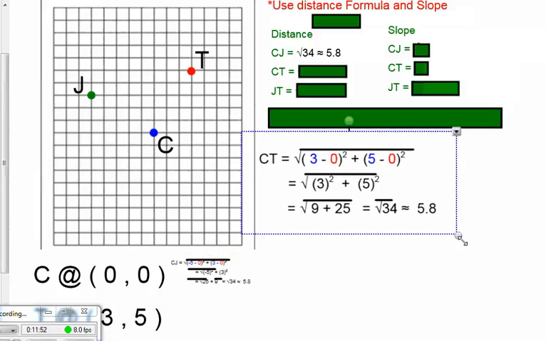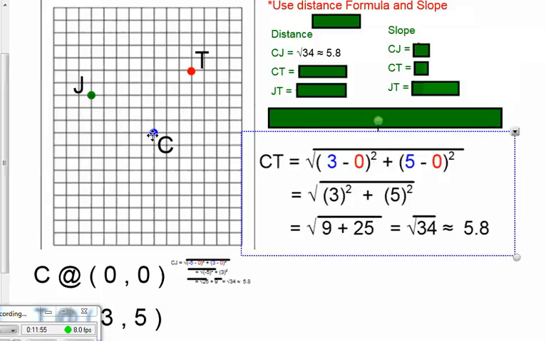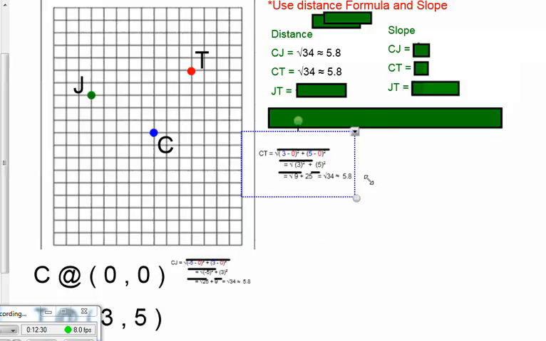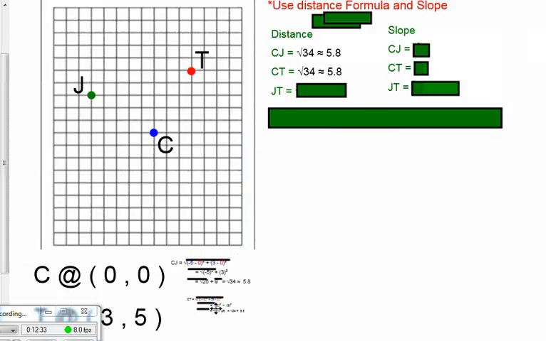Let me get that a little bit bigger. We started at Camp, and we're going over to Tammy here. 3 minus 0, 5 minus 0. 3 minus 0 is 3, 5 minus 0 is 5. 3 squared is 9, 5 squared is 25. 9 plus 25 is 34. Square root of 34 is about 5.8. So again, here to here, about 5.8, or because it's in hundreds of feet, about 580 feet from here to here. Okay, so that was our distance from Camp to Tammy.